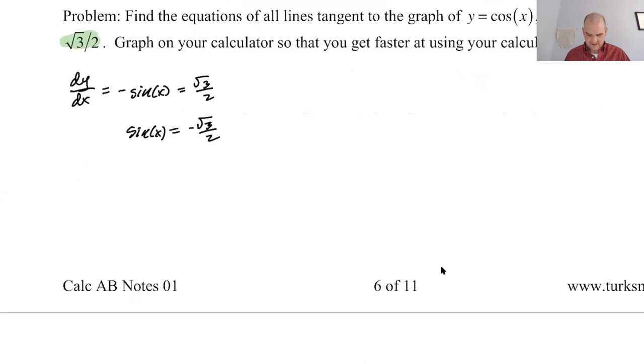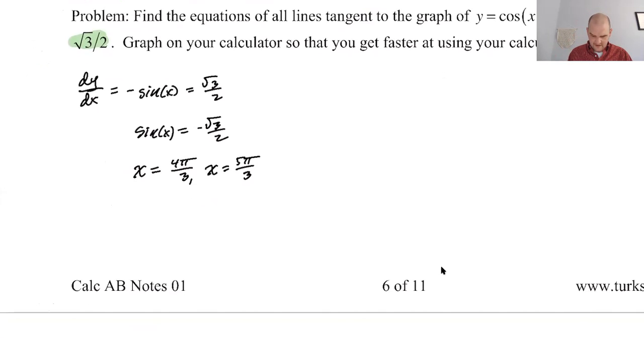So sine is negative radical 3 over 2. So that means that x could be 4 pi over 3, or x could be 5 pi over 3. So I know that it's pi over 3, and then it's got to be in quadrants 3 and 4. So 4 pi over 3 or 5 pi over 3. So now what I want is to write the tangent line.